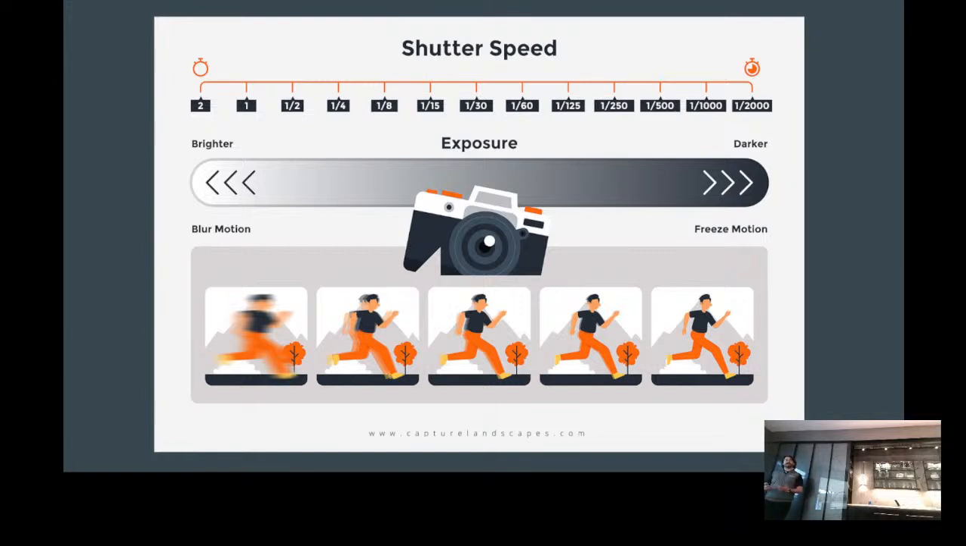What would have been the setting for the hummingbird? That would have probably been about 1/1000th of a second, probably a little bit faster, probably closer to 1/2,000th of a second.